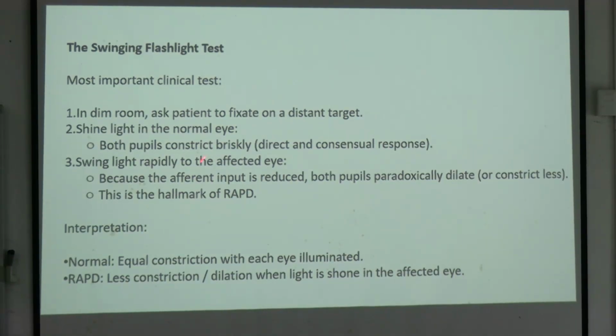Both pupils will constrict briskly, the direct and consensual light reflex. Now suddenly I will swing the light to the affected eye or the diseased eye. Normal eye থেকে suddenly আমি swing করে লাইটটা diseased eye তে নিয়ে যাব, right? So what will happen? Because the afferent input is reduced, both pupils will paradoxically dilate, or constrict less. This is the hallmark of RAPD, and this is called the swinging flashlight test.